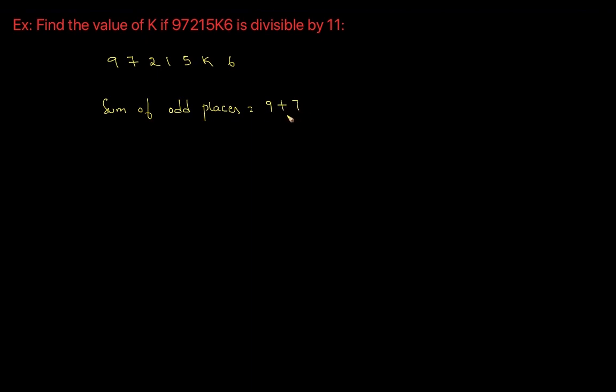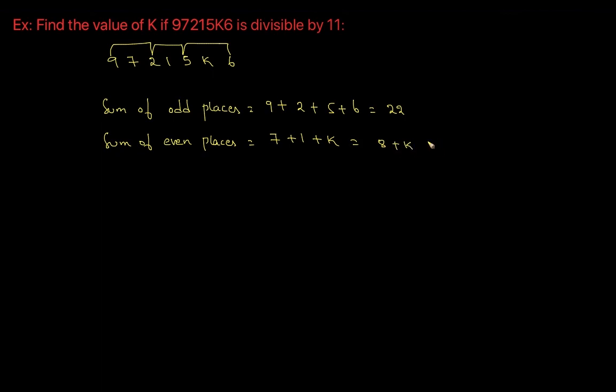9 plus 2 plus 5 plus 6. You are getting the number 22. Now, sum of even places. 7 plus 1 plus k. So 8 plus k, right? Now, this difference I need. The difference should be 0 or a multiple of 11.